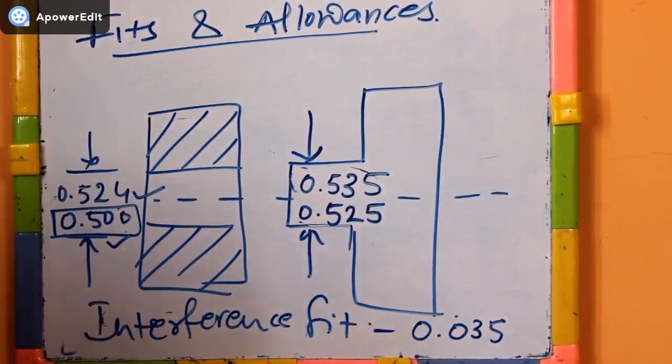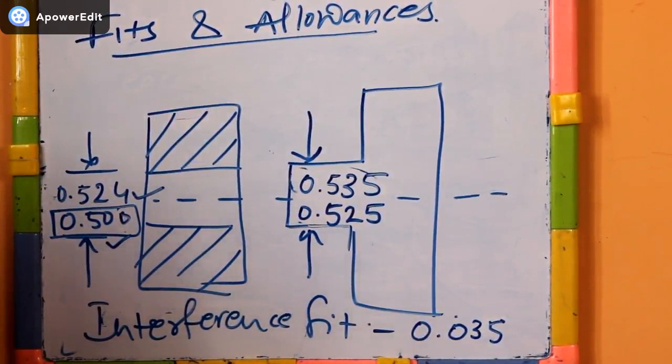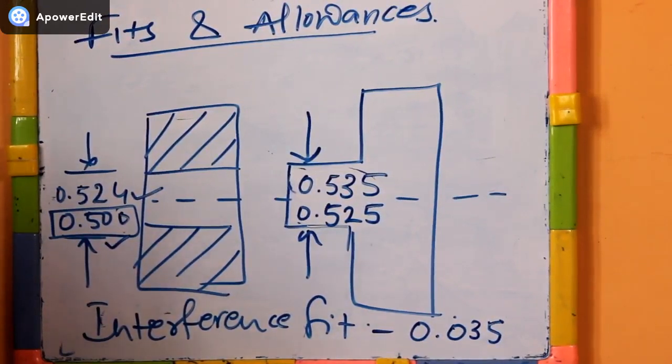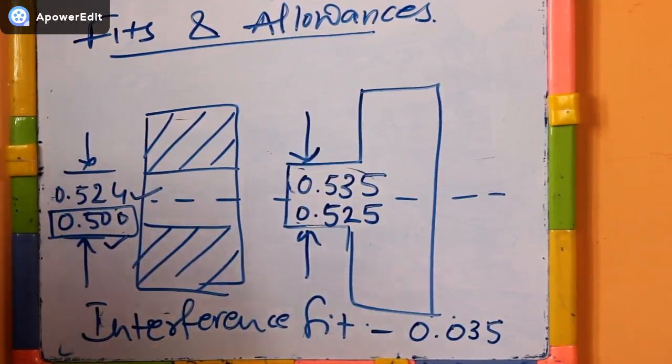So in today's session we have covered the basic understanding of GD&T, the surface features, the datum features, the datums, the tolerances, the components of a GD&T drawing, meaning the requirement of the GD&T drawing, fits and allowances.